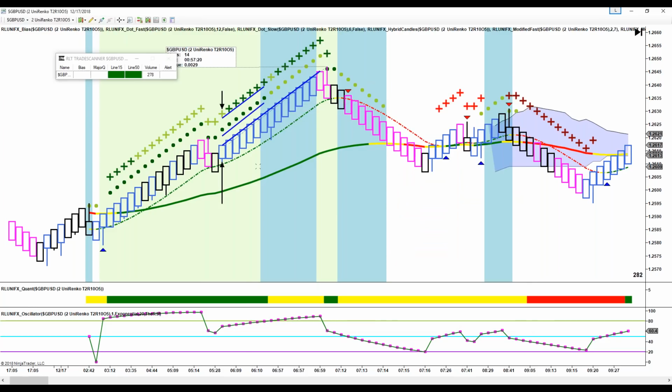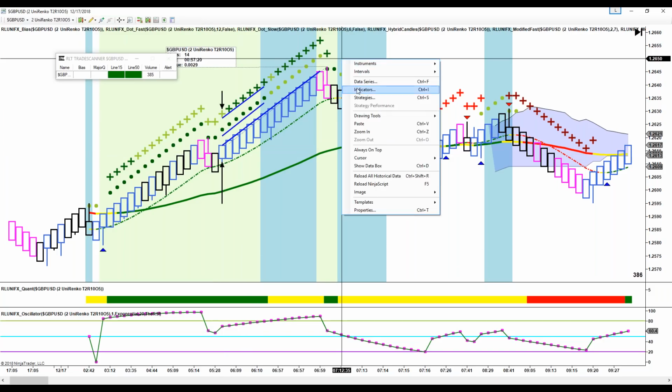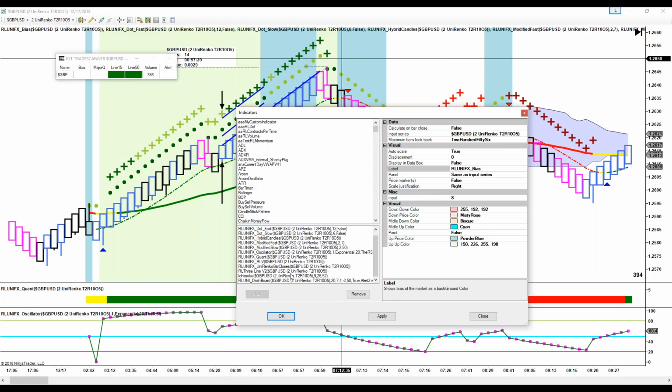Now, I don't really look at the color. As long as I've got a dual dot entry with the three line, which is order flow, stochastic, and momentum, that indicator is on the chart. I just made it invisible. It's right here. Plot two is order flow. Plot one is stochastic, and plot zero is momentum.